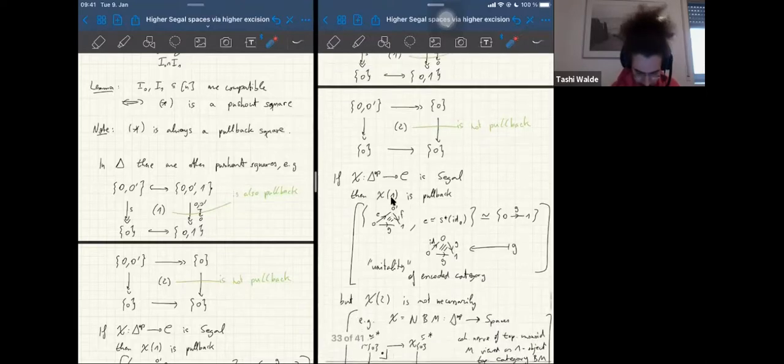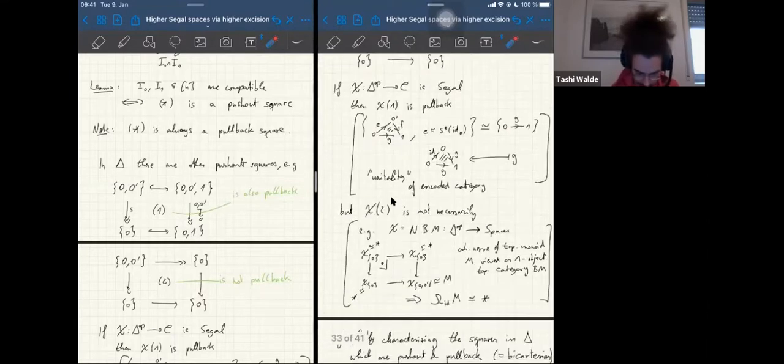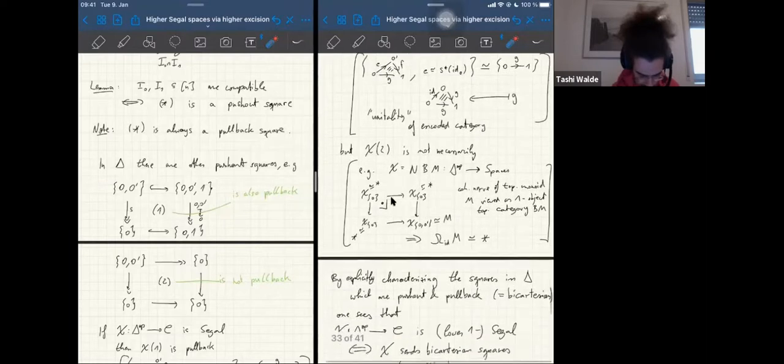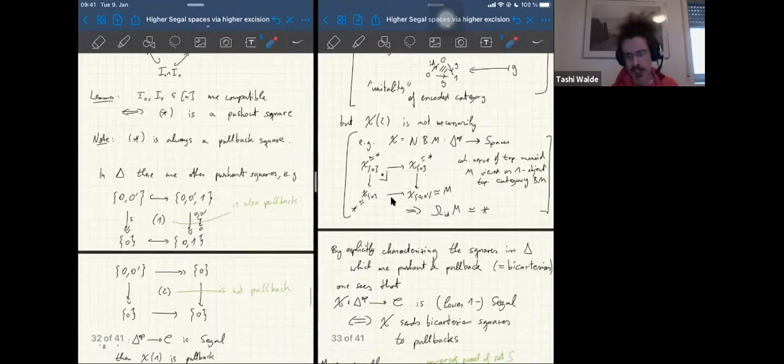But the second square is not necessarily sent to pullbacks by Segal spaces. And yeah, maybe I'll skip the argument for this. It's not so important. So the upshot is this, that it's not just true that every square which is a pushout gets sent to a pullback by X, but in fact, the following is true.